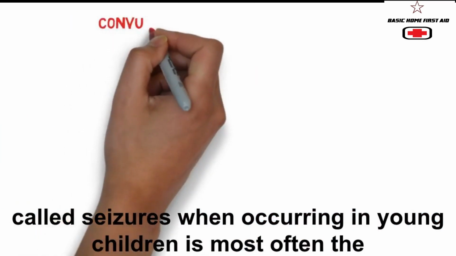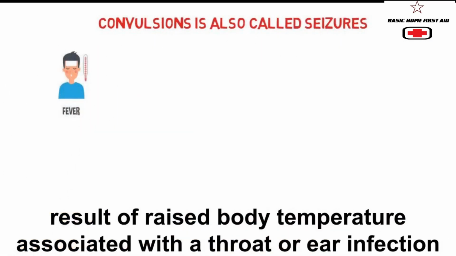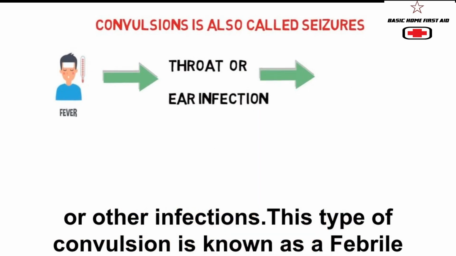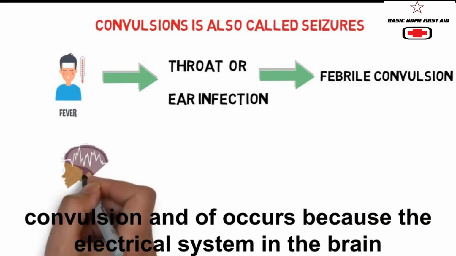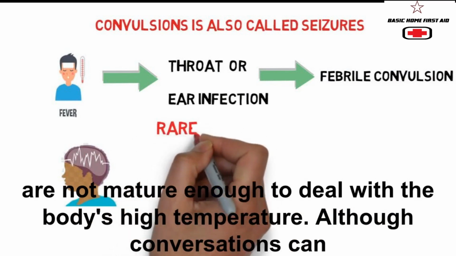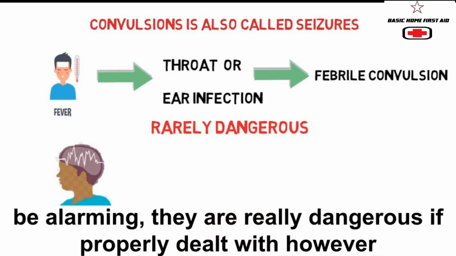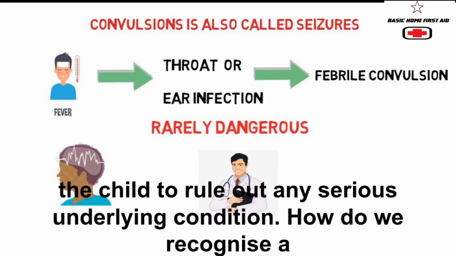Convulsions, also called seizures, when occurring in young children, are most often the result of raised body temperature associated with a throat or ear infection or other infection. This type of convulsion is known as a febrile convulsion and occurs because the electrical systems in the brain are not mature enough to deal with the body's high temperature. Although convulsions can be alarming, they are rarely dangerous if properly dealt with. However, you should seek medical advice for the child to rule out any serious underlying condition.